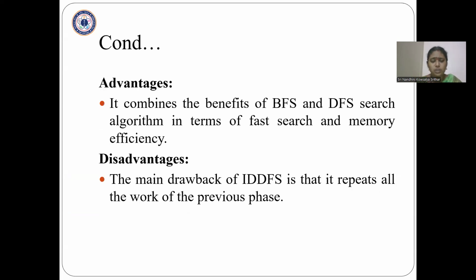The advantage is that it combines the benefits of BFS and DFS search algorithms in terms of fast search and memory efficiency. Disadvantages: the main drawback of iterative deepening search is that it repeats all the work of the previous phase. So if it searches level 0 or level 1, and then we give the limit up to level 2, it searches from the starting node itself. So we spend more memory to implement this algorithm.